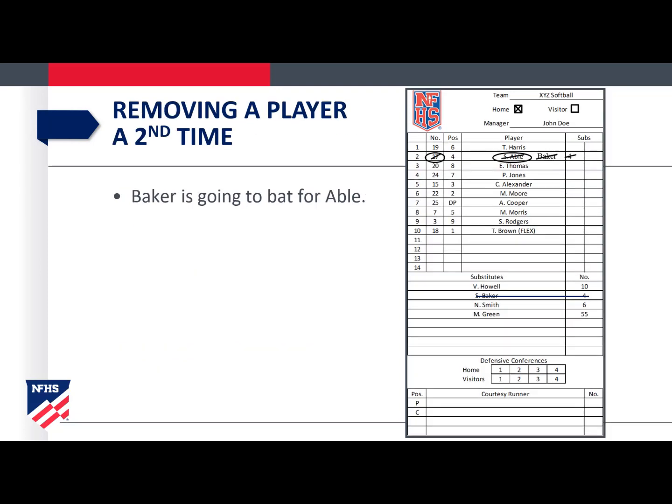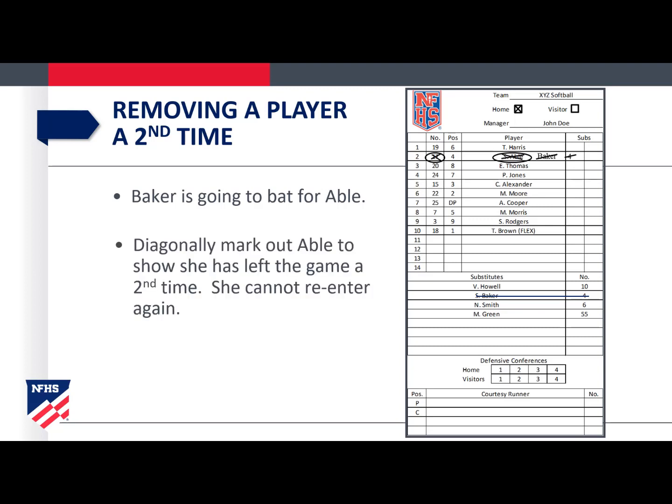So now let's see what we do when we remove a player for a second time. Once again, Baker is going to bat for Abel. So we diagonally mark out Abel to show that she has left the game a second time. So now she cannot re-enter again. Circle Baker to show she has re-entered the game.